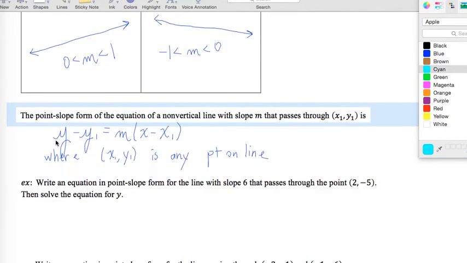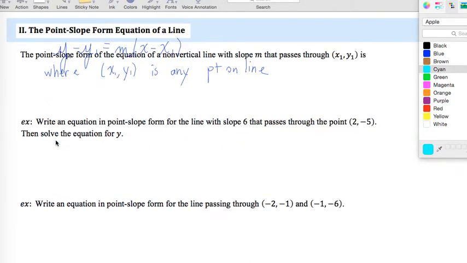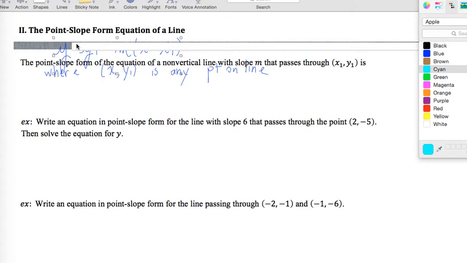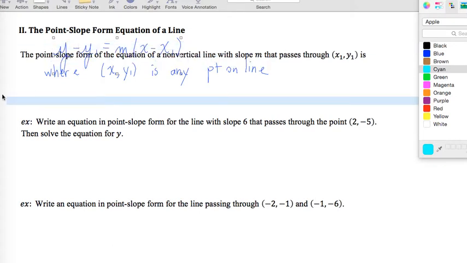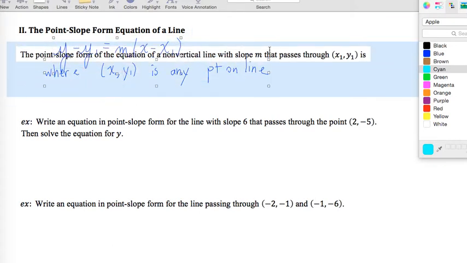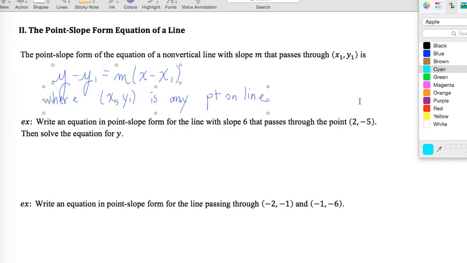Here we go. That's what I'm trying to do.